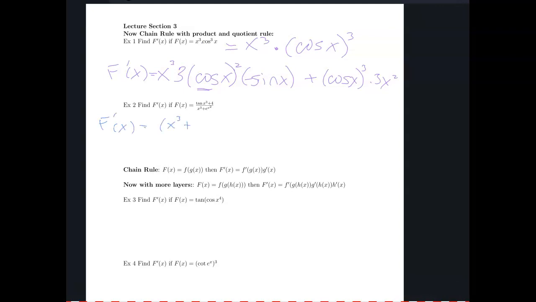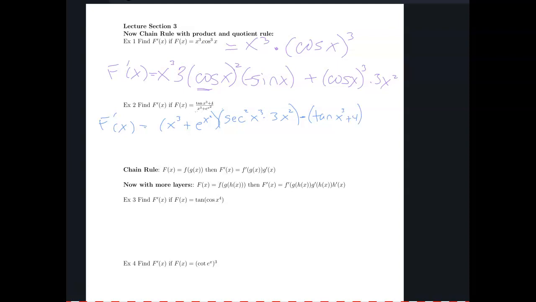So low d high. The derivative of tangent is secant squared. You carry the x cubed along, and then you multiply by the derivative of x cubed. And the derivative of 4 is 0, so that's low d high. Then it's minus high, tangent of x cubed plus 4, d low.